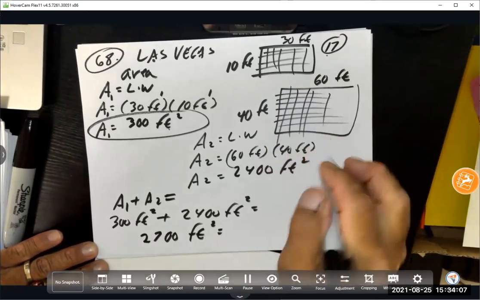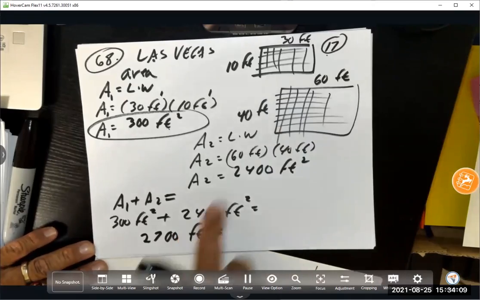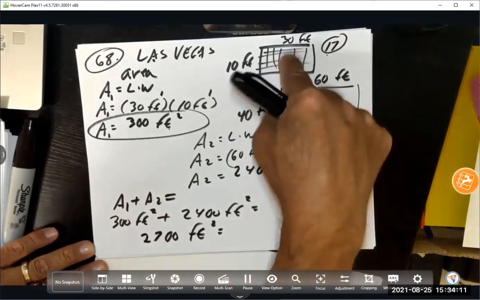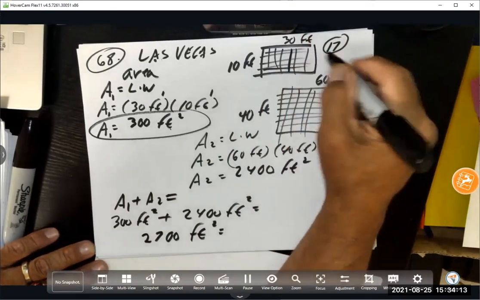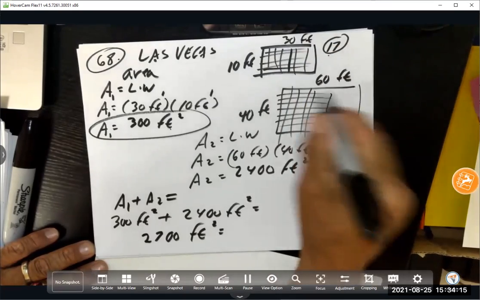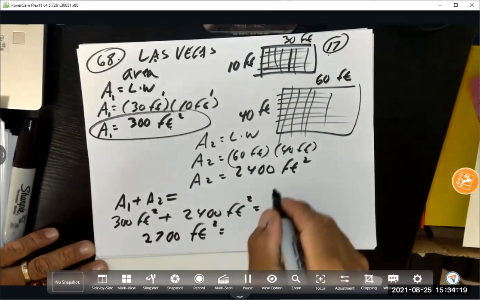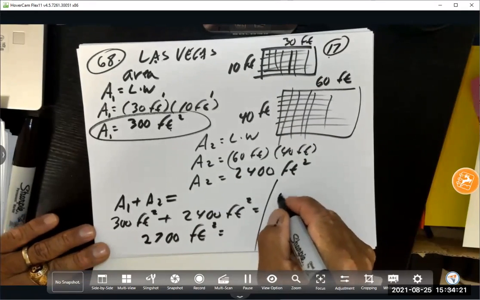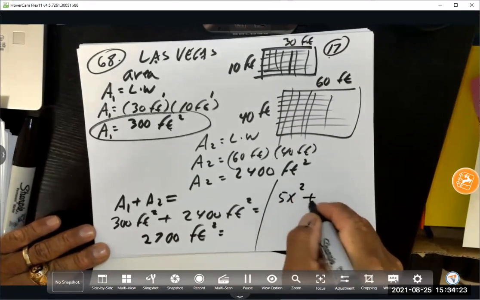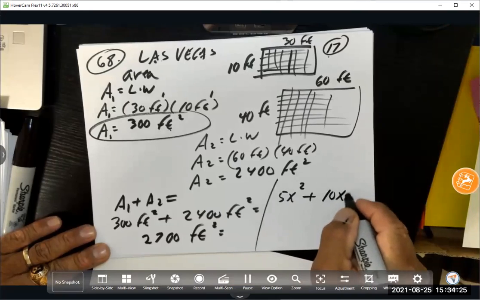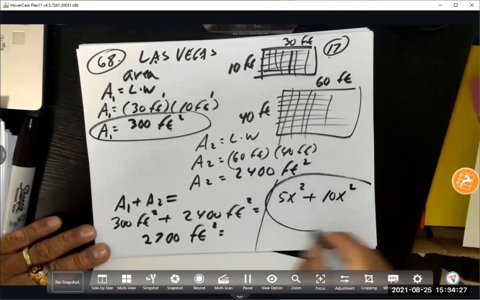That's really what you're doing. How many little squares in this box? 2,400. How many squares in this other one? 300 little squares in here. And if you add them all together, it's still going to be square feet, little 1 by 1 by 1. So if you have 5x squared plus 10x squared, if I add those two numbers together, what do you think that is?